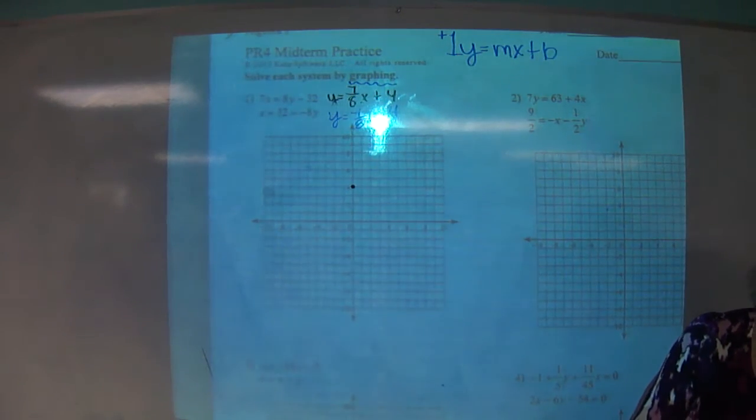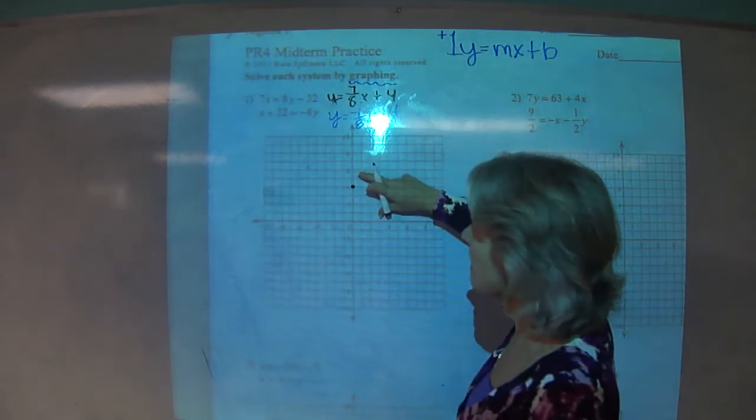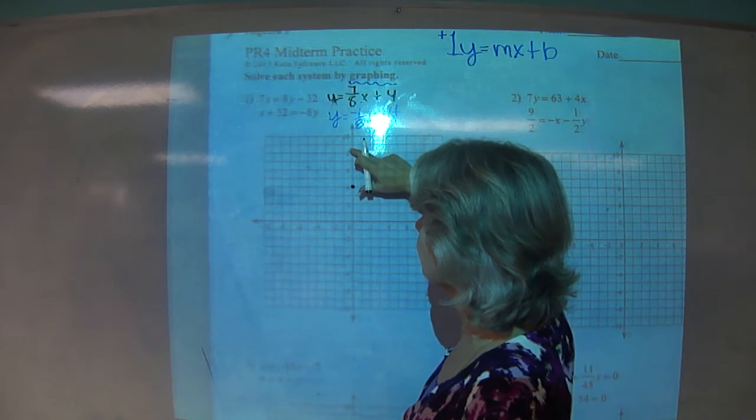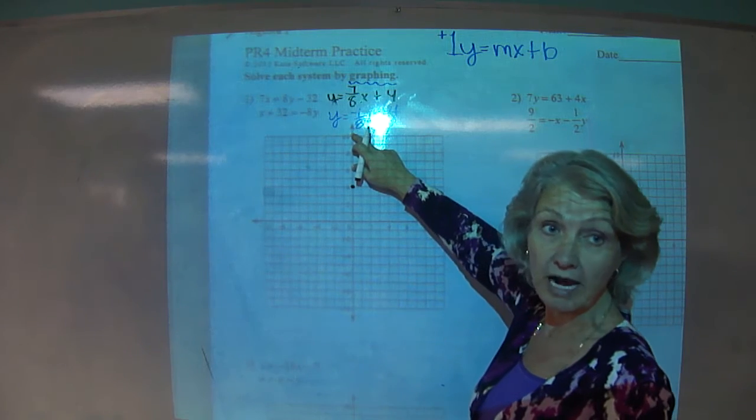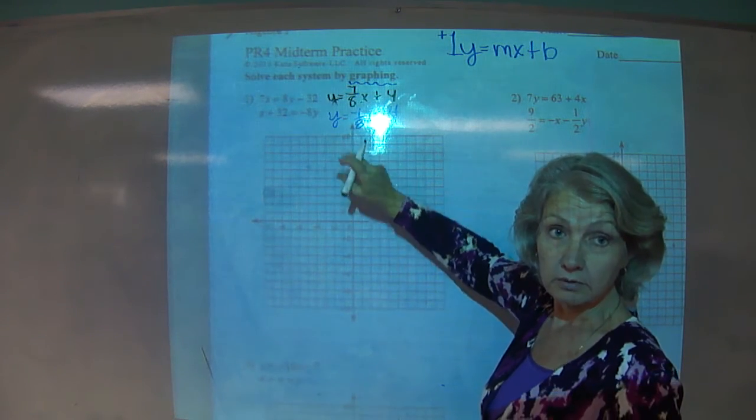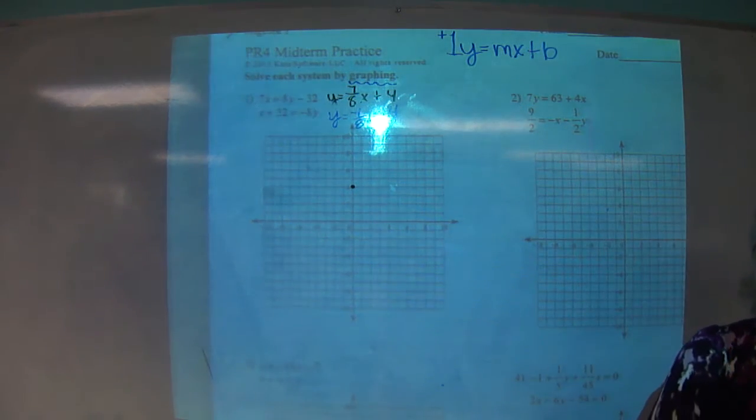Slope is easy and fun, it's just rise over run. So we rise 7. 1, 2, 3, 4, 5, 6. Oh no, we're out of graph. How would we graph it?